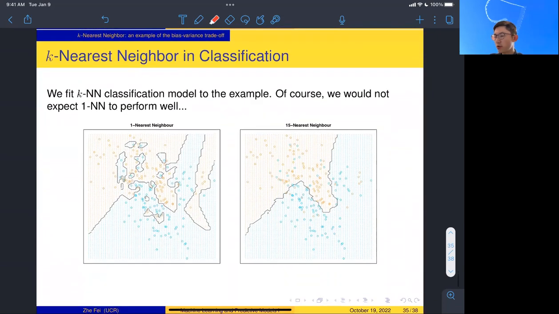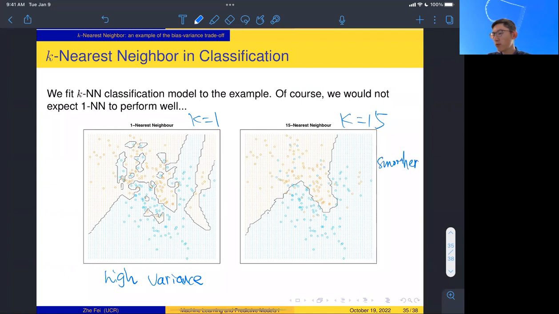Coming back to our example, here's maybe a better comparison. If we fit this k nearest neighbor idea to the previous example, on the left we have k equal to 1, and on the right we have k equal to 15. Clearly, for k equal to 1, the classification is not smooth. In other words, it has high variation, and the regions are discontinuous, not connected in a certain sense. But as we increase k, we reduce the model complexity, so the classification becomes smoother. So this one on the right is smoother, with lower variance.